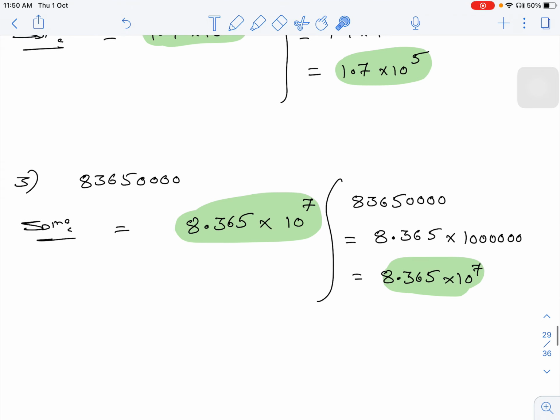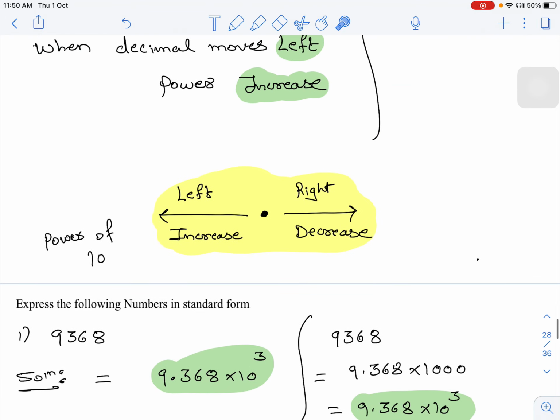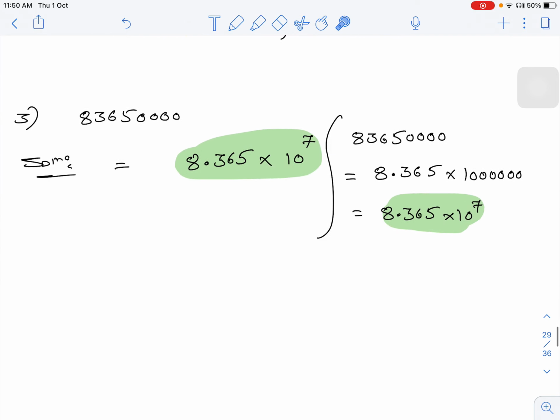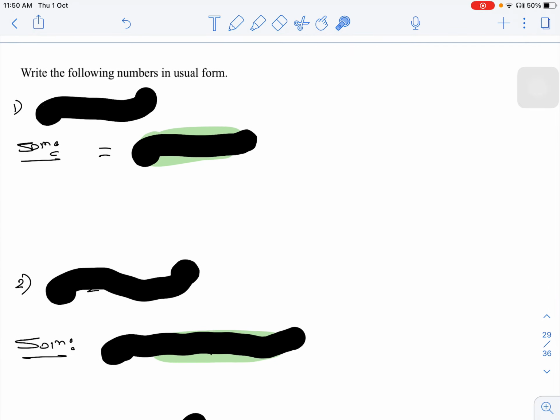Okay, now in this one, what we have done is we were moving the decimal to the left. So what effect was seen on the power of 10? It goes on increasing. The more digits you move to the left, the more the power of 10 goes on increasing. The same rule we have seen: when the decimal moves to the left, the power increases. Now let us see what happens when the decimal moves to the right. Okay, so here we have the next example.